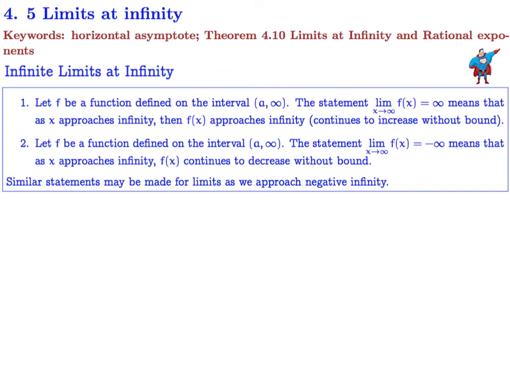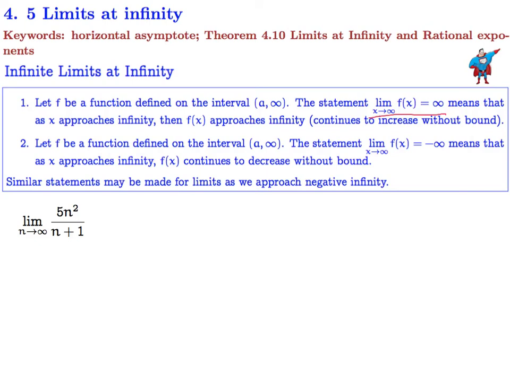So let f be a function defined on the interval a to infinity. The statement, the limit as x approaches infinity of f of x is equal to infinity, means that as x gets bigger, f of x gets bigger. It just continues to increase. Similarly, we have a definition for negative infinity. It just means it continues to decrease. So let's look at some of these in action.